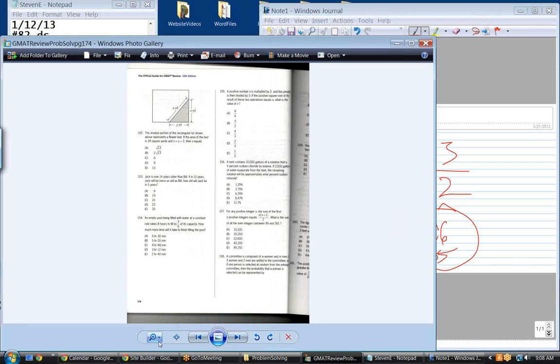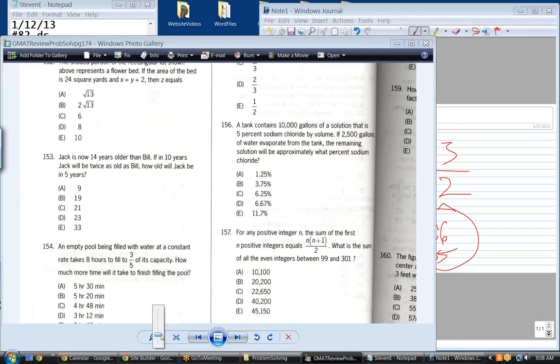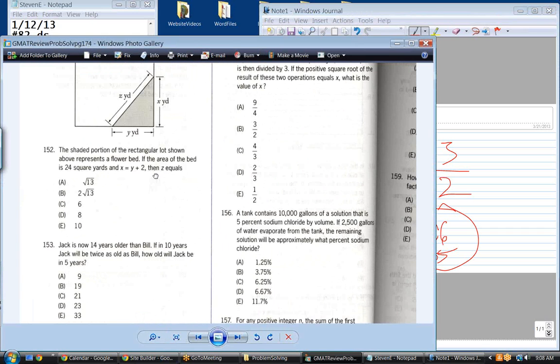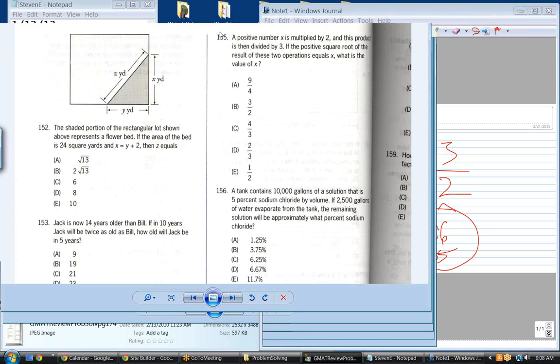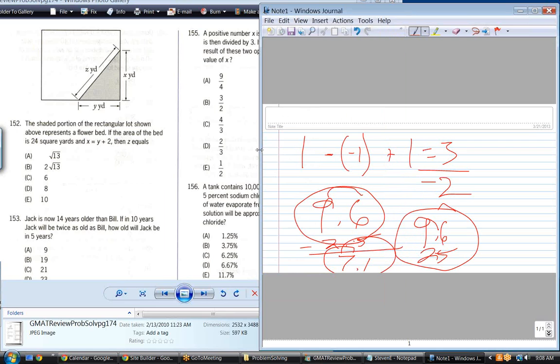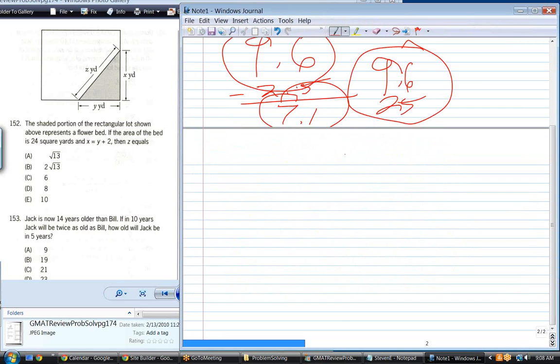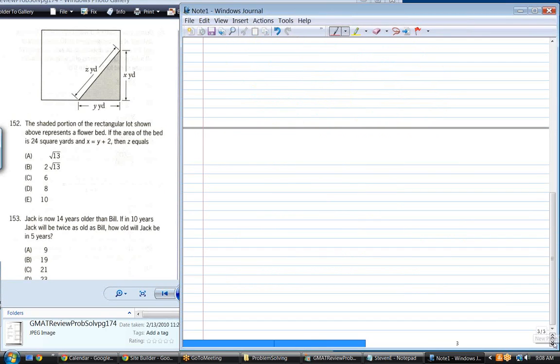Okay. I'll grab another piece of paper here. So we have 152. Right.